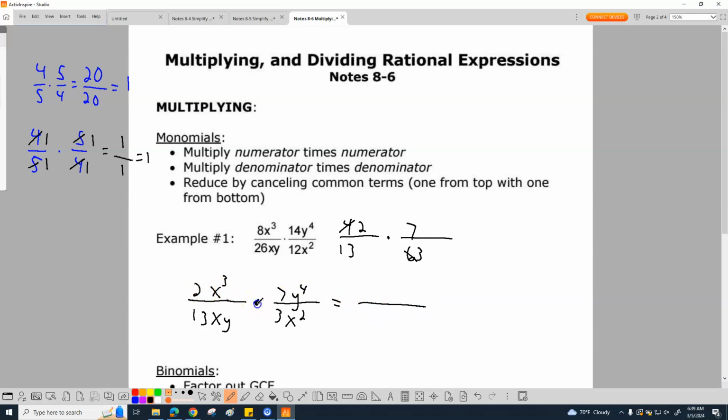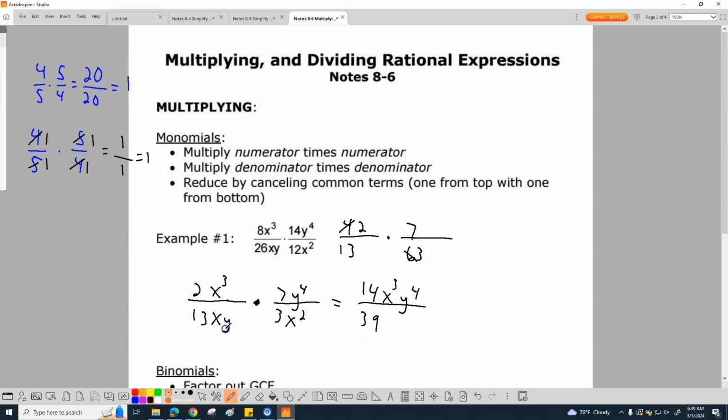This means multiplication. For everyone who's going to call this a dot, it is not. It is multiplication. 2 times 7 is 14. X to the third times Y to the fourth, y'all, they are different bases. This is an X, this is a Y, so we don't combine the X's and Y's. They're just going to stay across like that. And then on this one, 13 times 3 is 39.